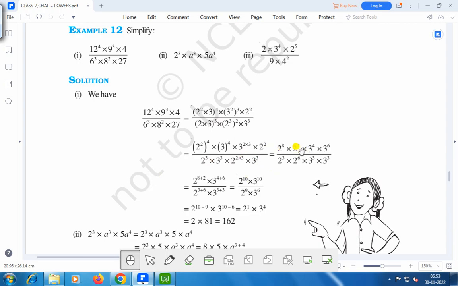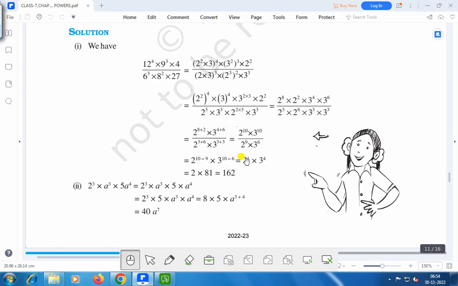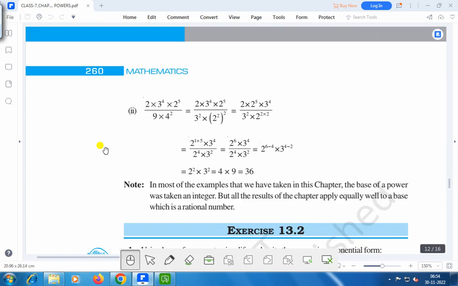And we are getting 2 to the power 8 into 2 to the power 2, 3 to the power 4, 3 to the power 6. And the denominator is 2 to the power 3, 2 to the power 6, 2 to the power 3 and 3 to the power 3, 3 to the power 3. Now you can multiply these: 2 to the power 8 plus 2, 3 to the power 4 plus 6, and in the denominator 2 to the power 3 plus 6 and 3 to the power 3 plus 3. That gives 2 to the power 10 into 3 to the power 10 over 2 to the power 9 into 3 to the power 6. You are getting 2 to the power 10 minus 9, and here 3 to the power 10 minus 6: 2 to the power 1 into 3 to the power 4, that is 2 into 81, which is 162. In this way you can solve using the laws of exponents.